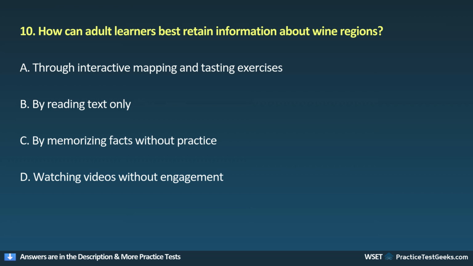10. How can adult learners best retain information about wine regions? A. Through interactive mapping and tasting exercises. B. By reading text only. C. By memorizing facts without practice. D. Watching videos without engagement.